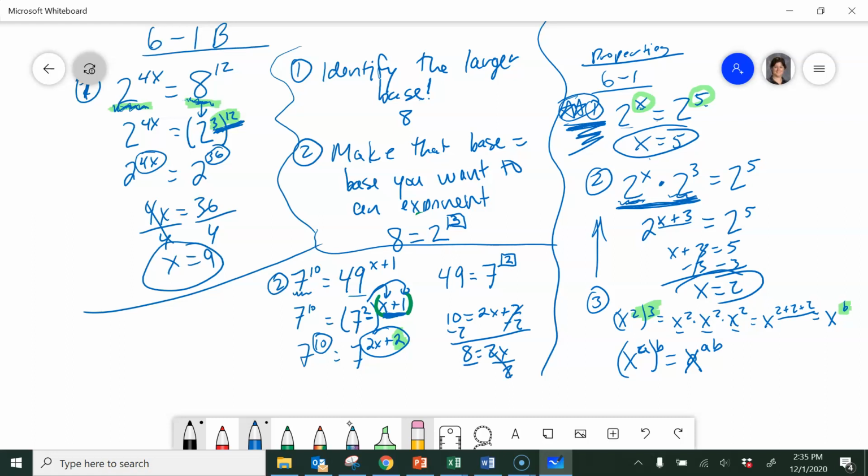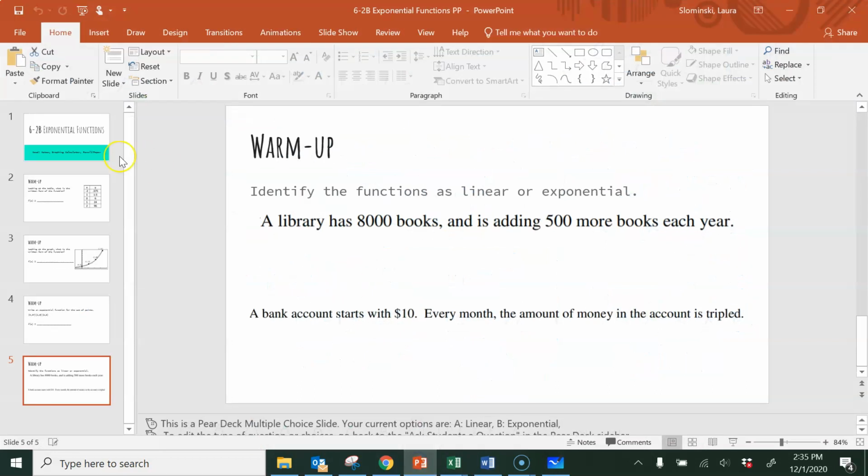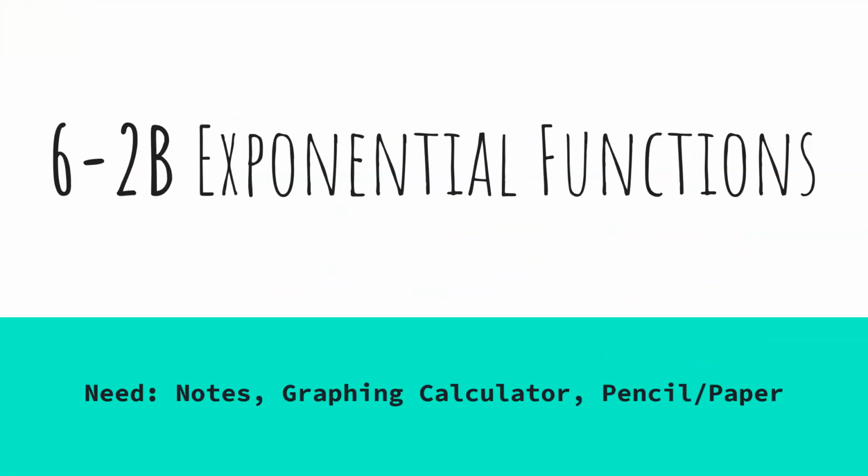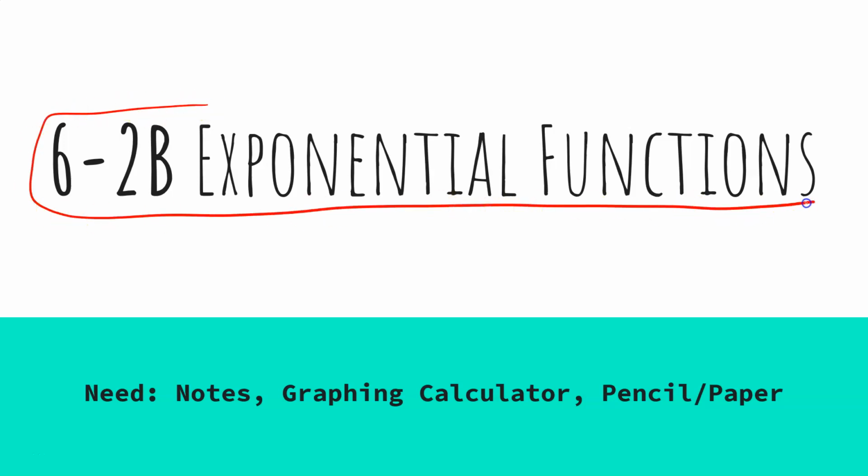So this was the review we were going to do of section 6.1b. Again, that was from last week, your asynchronous stuff. The new stuff, in case you had a hard time when you were doing your 6.2b practice, this is what you need to know from that. So in 6.2b, we are writing exponential functions.